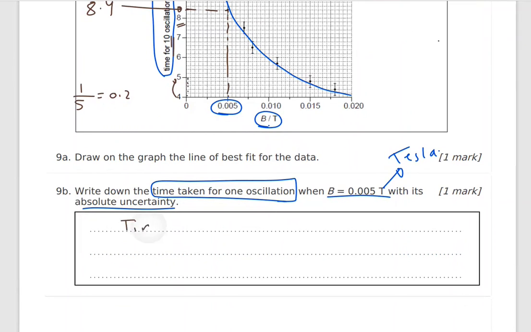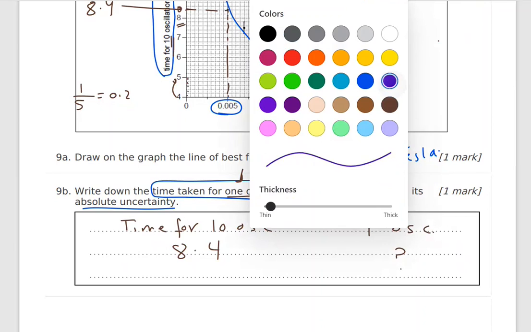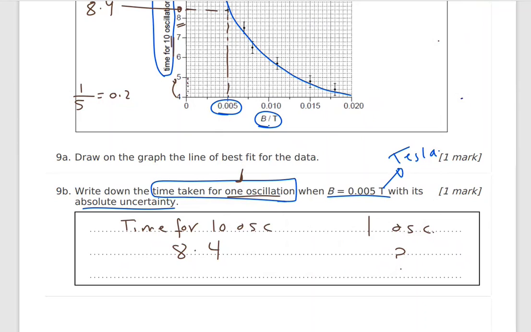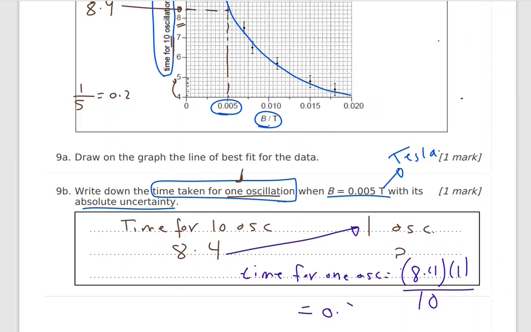So I'm going to write here that the time for 10 oscillations is 8.4. The question is, what's the time taken for one oscillation? So you do cross multiplication, this is a proportion. 8.4 times 1 divided by 10. So the time for one oscillation will be 8.4 times 1 divided by 10, and this will be 0.84. The unit is seconds. This we call the period.